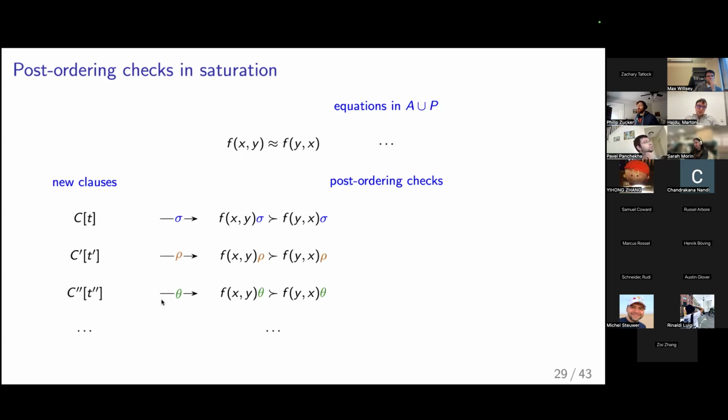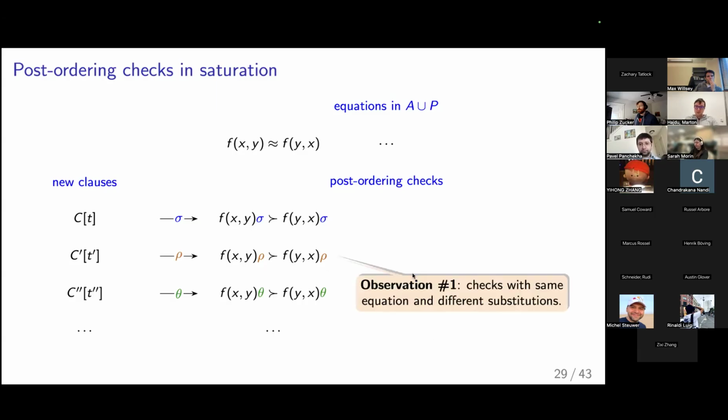But as saturation proceeds, we get different clauses, while this equation stays usually fixed. And we get different terms, different matchings. But the important part here is that even though we get different substitutions, most of these post-ordering checks stay very similar. So this is one observation that we can make, that there are checks with the same equation and different substitutions.